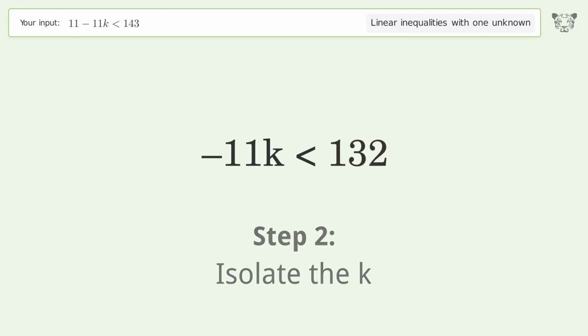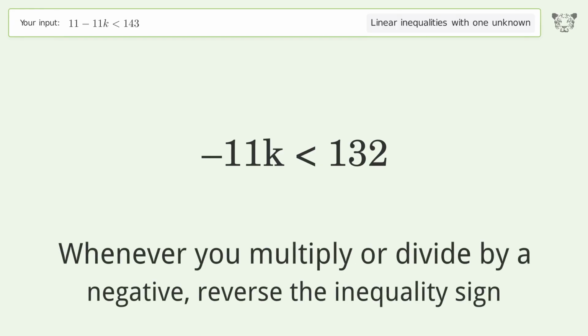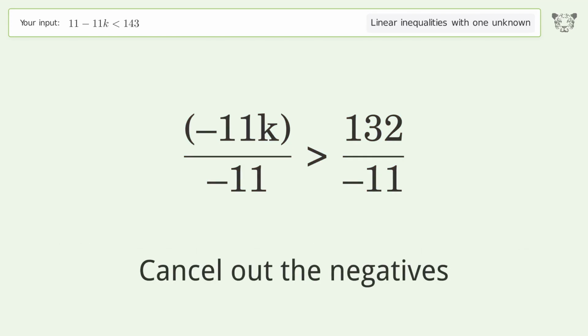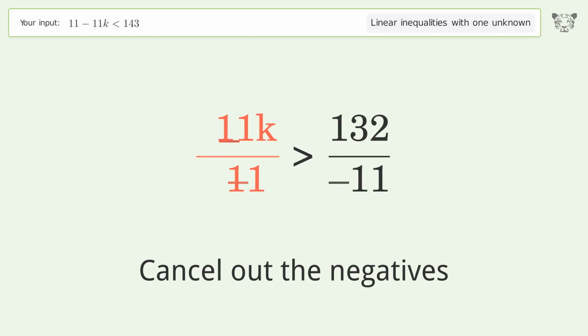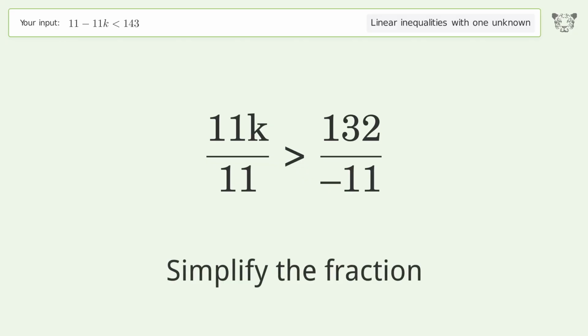Isolate the k. Divide both sides by -11. Whenever you multiply or divide by a negative, reverse the inequality sign. Cancel out the negatives. Simplify the fraction.